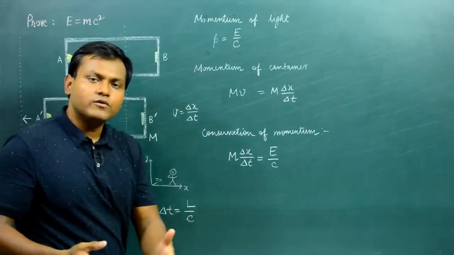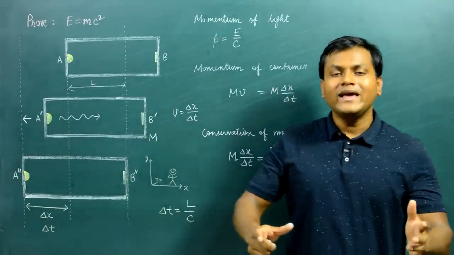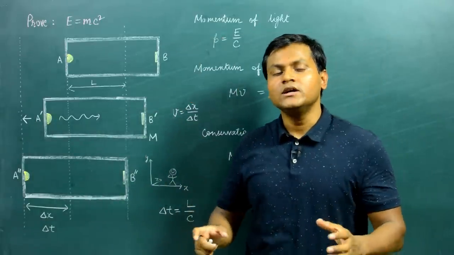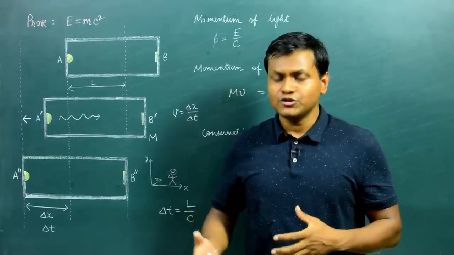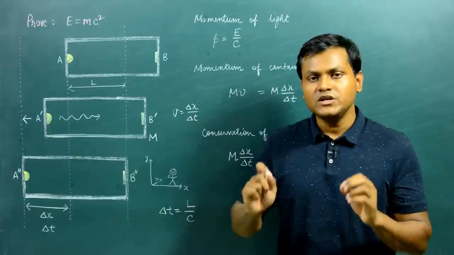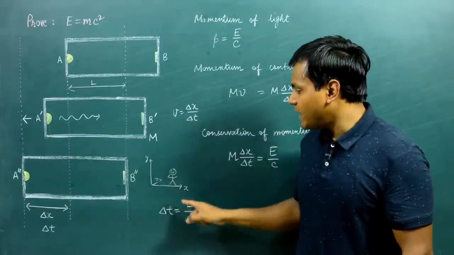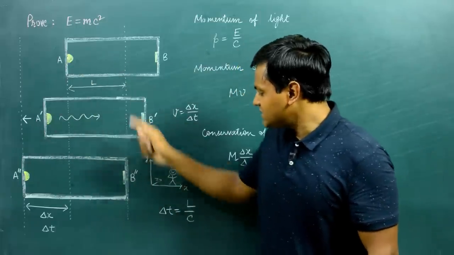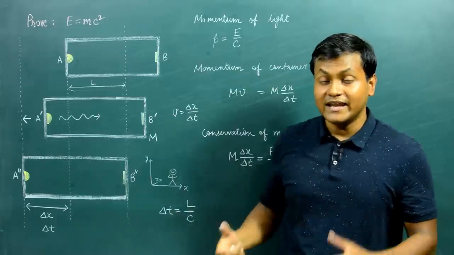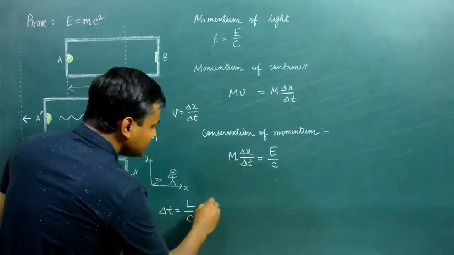Now we already know from the second postulate of special relativity, the speed of light is always the same no matter from what kind of an inertial frame of reference you're looking at it. Whether you're at rest or whether you're in motion doesn't matter. The speed of light will always be equal to c. So from this person's perspective, the time taken by the light is basically this distance divided by the speed of light. And we can use this here in this particular equation. So let's use this equation here.